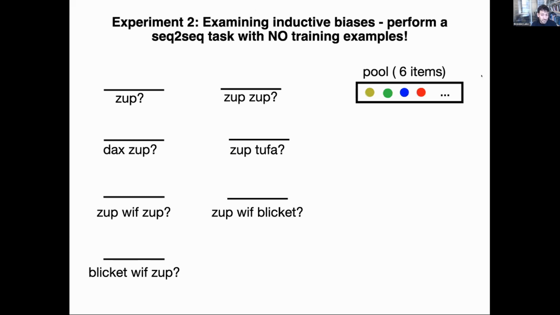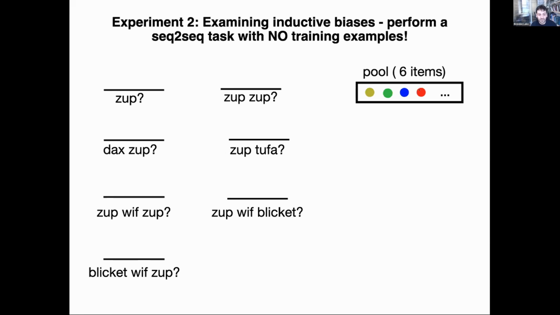In the second experiment, we dug deeper into these biases in a more direct test, and rather than have people learn some algebraic system, we gave them a very open-ended task. We basically just said, all right, perform a seq-to-seq task. It would be funny to ask a neural net to do this. Perform a seq-to-seq task with no training data, just guess. So the same instructions as before. These are commands, and the goal is to guess their outputs.